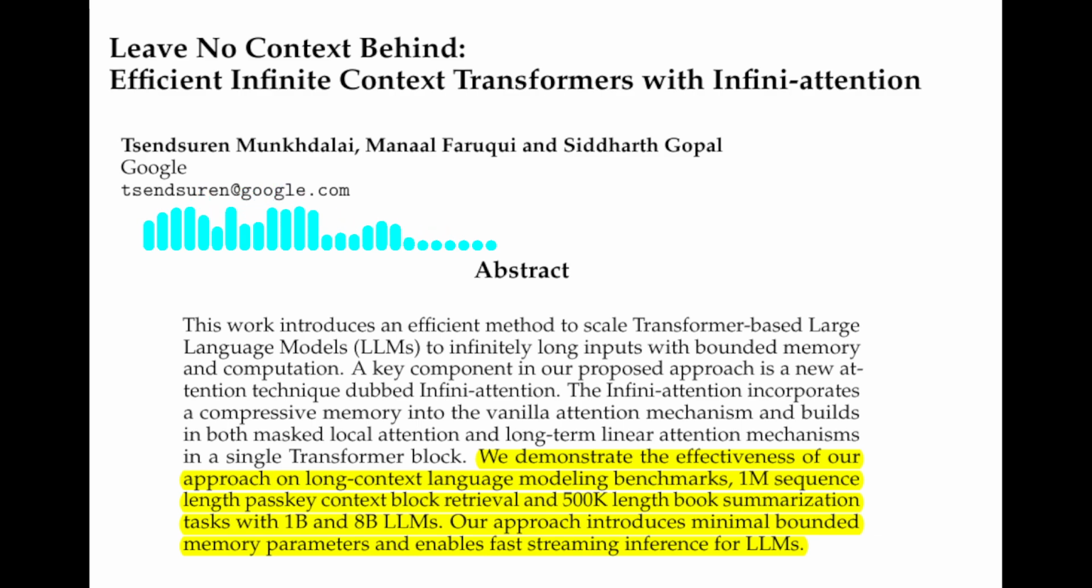Infini-attention offers several advantages. First, it enables LLMs to process infinitely long inputs with a bounded memory footprint and computational cost. This is achieved by maintaining a fixed-size, compressive memory and performing segment-level computations. Second, Infini-attention introduces minimal changes to the standard transformer architecture, making it easy to adapt existing models for long context processing. Finally, Infini-attention supports continual pre-training and fine-tuning, allowing models to learn from increasingly longer sequences over time.